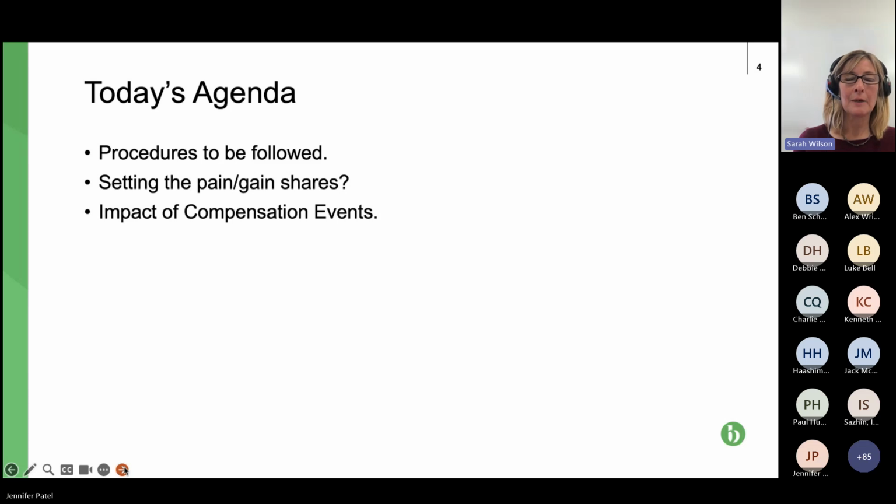Yeah, so today what we're going to look at with regards to C and D is the procedures to be followed, because it's NEC, so we know there are always going to be some procedures. Spoiler alert, C and D are the pay and gain, the sharing contracts. So we're going to look at setting the percentages, how any pain or gain is shared between the parties, and also the impact of any compensation events.